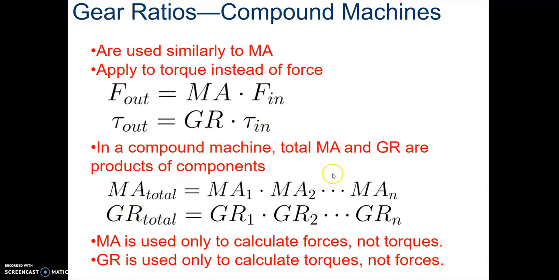In a compound machine, the total mechanical advantage and gear ratio are the product of the components. So total mechanical advantage is the product of all of them. Total gear ratio is the product of all those. Mechanical advantage is calculating forces. Gear ratio will calculate your torque.